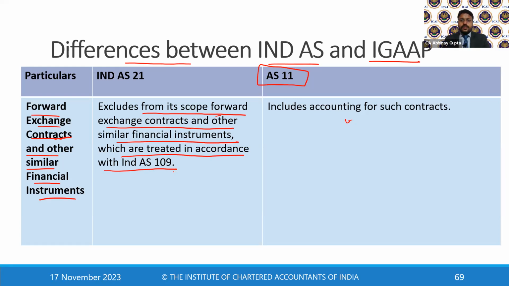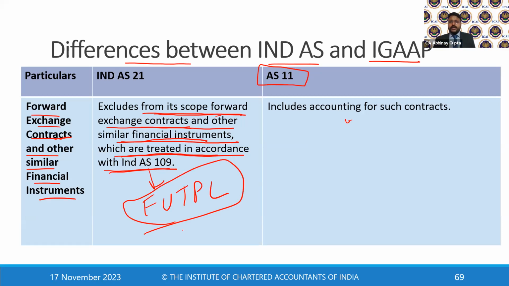Now, what it is saying, Ind AS 21 excludes from its scope forward exchange contracts and other financial instruments which are within the scope of Ind AS 109. So as you know, Ind AS 109 covers the derivative accounting, that is forward, futures, options contracts are treated as derivative contracts and hence are accounted for under Ind AS 109 at what measurement? FVTPL, right? So because they are covered already by Ind AS 109, Ind AS 21 specifically excludes them, right?